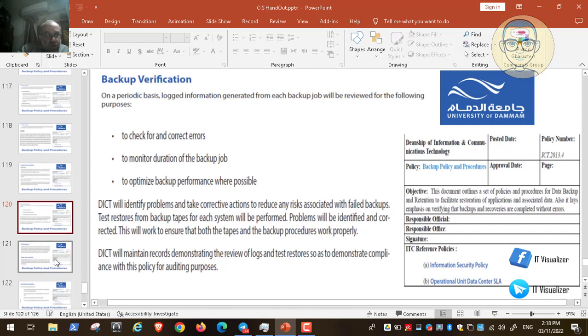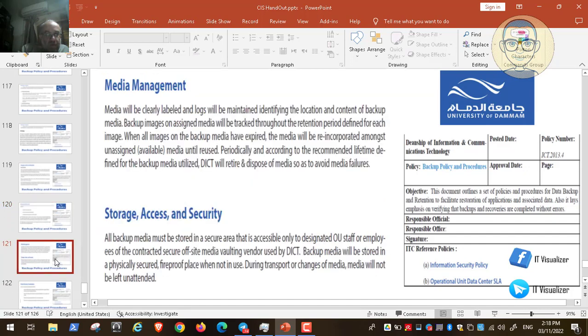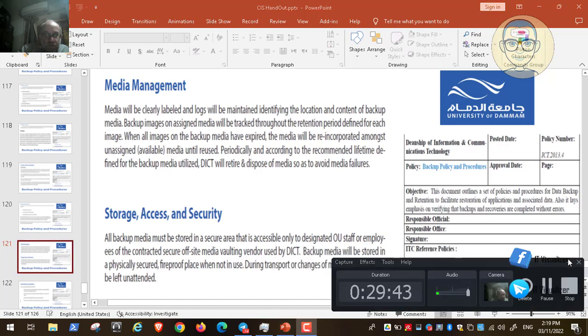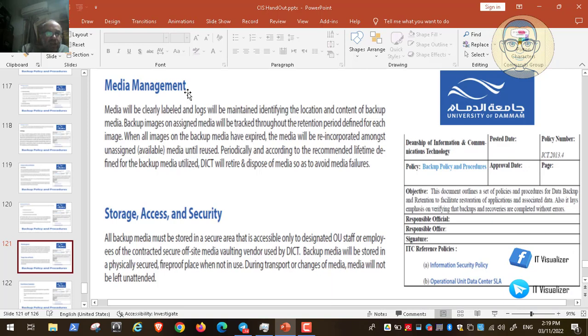Let's see what is also here, and let's see how much time we have. We have also 30 minutes. Here it says media management. So this is the media.